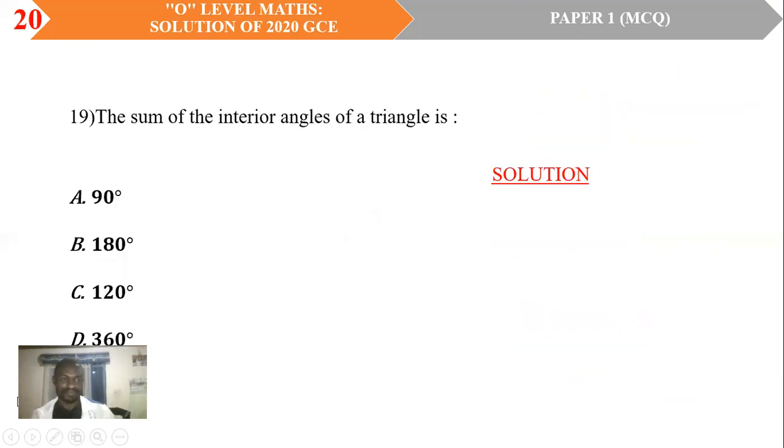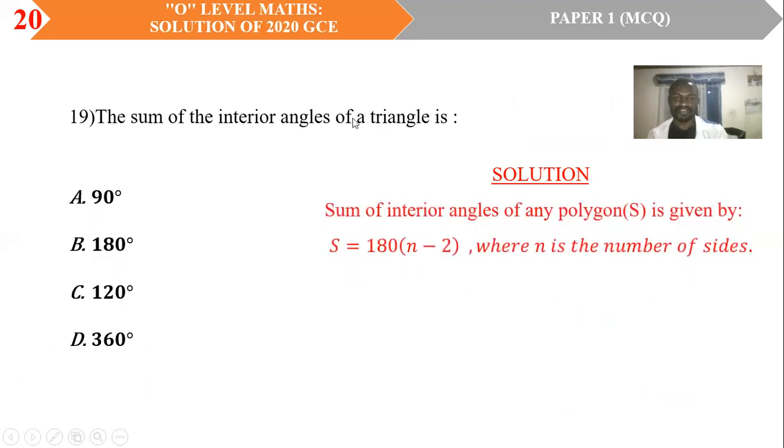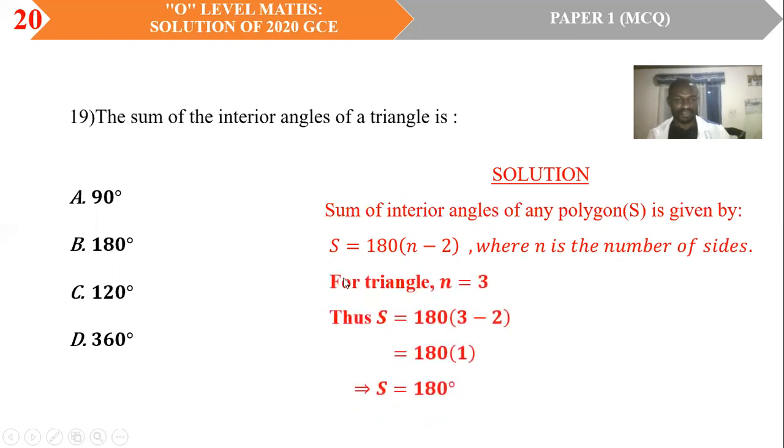Question 19. The sum of the interior angles of a triangle is? Solution. The sum of interior angles of any polygon is given by S equals 180 times (n minus 2), where n is the number of sides. A triangle has 3 sides, therefore n is 3, and the sum of the interior angles of a triangle will be 180 times (3 minus 2), which is 180 times 1, which is 180 degrees. Answer B.